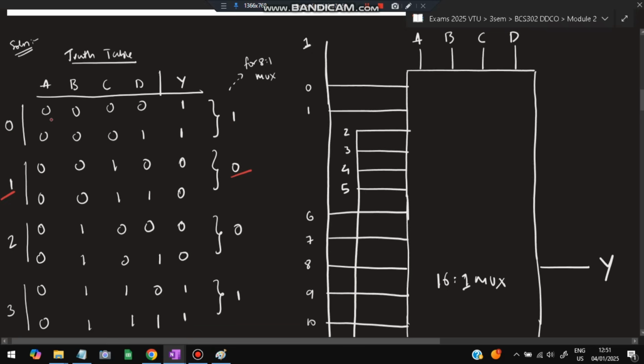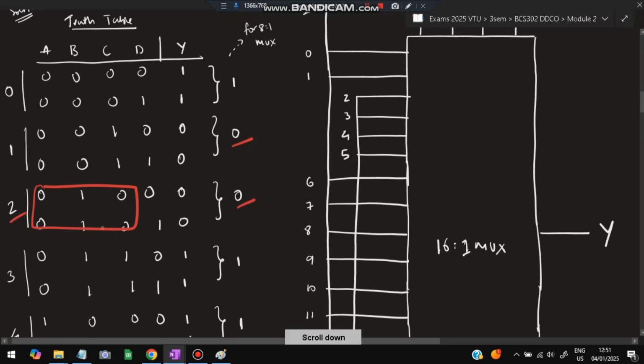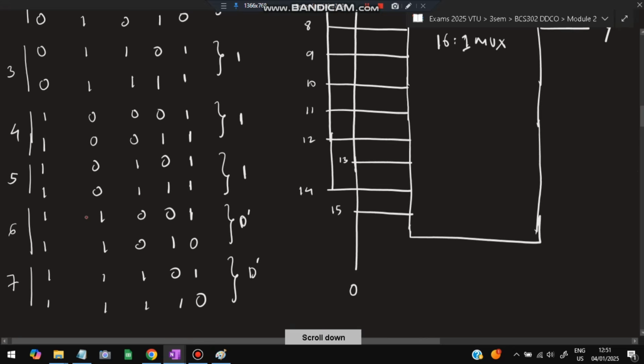See, the thing you can observe here: 0 0 0 and 0 0 0, both are same, which means this is 0. 0 0 1, 0 0 1. When it is 1, I am having a single output. When it is 0 1 0, I am having a single output, right? For 2, 3, 4, 5, like that, it is divided now.